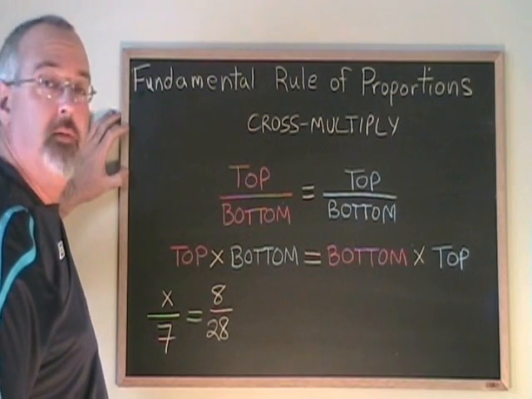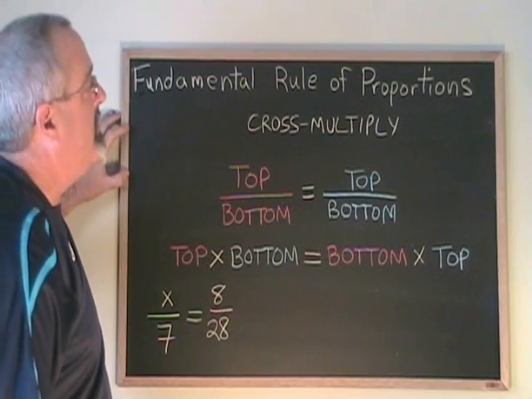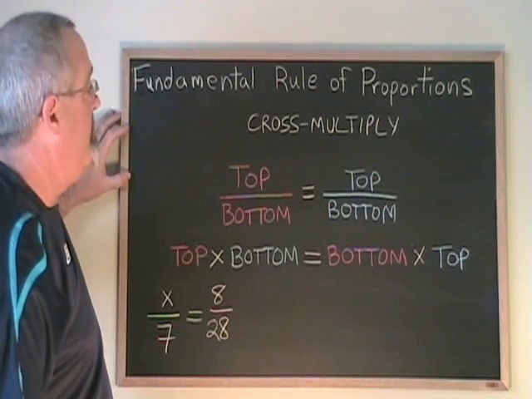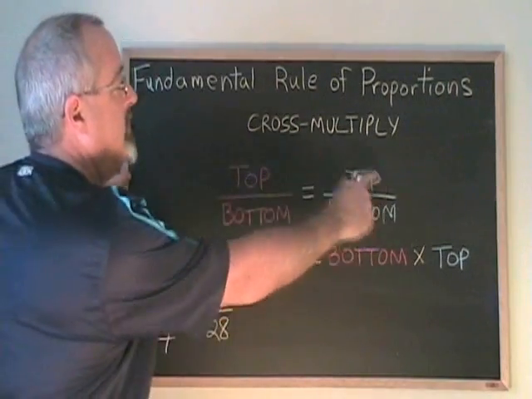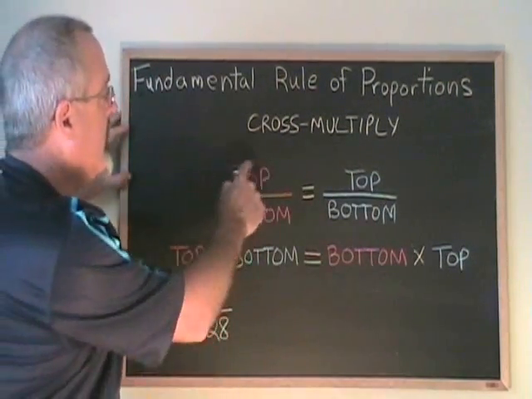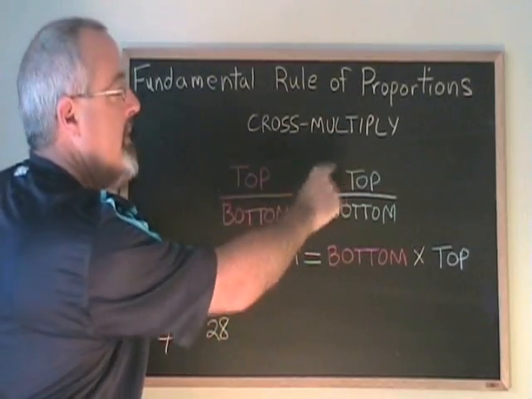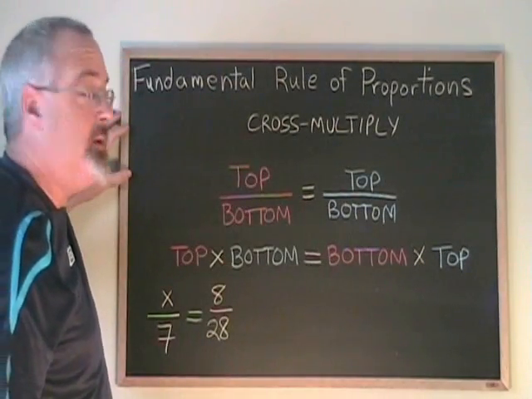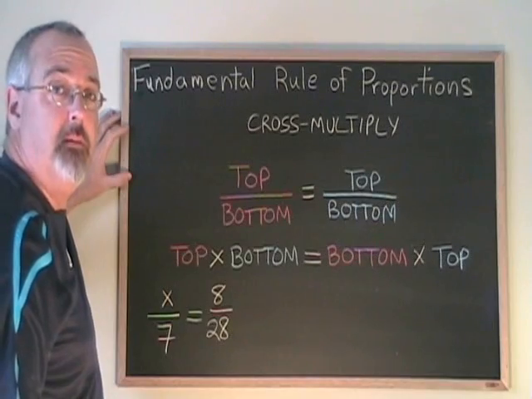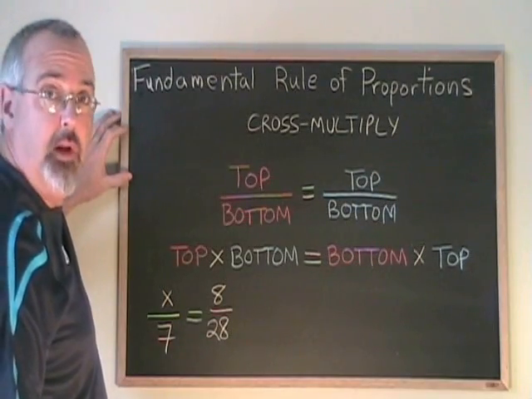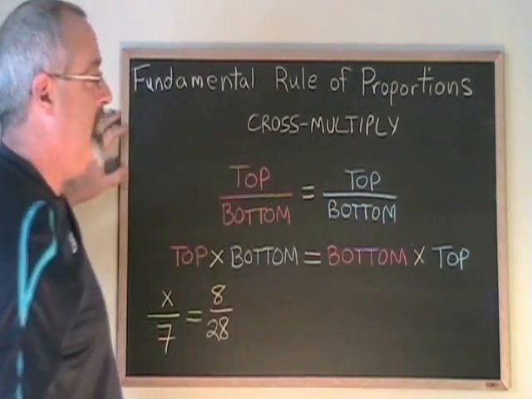The fundamental rule of proportions means that we have to cross multiply to solve them. This is a model of what a proportion looks like. It looks like a fraction, an equal sign, and another fraction. Proportions can be used to solve a lot of math problems, and they're very easy to solve as well, so long as we know how to cross multiply.